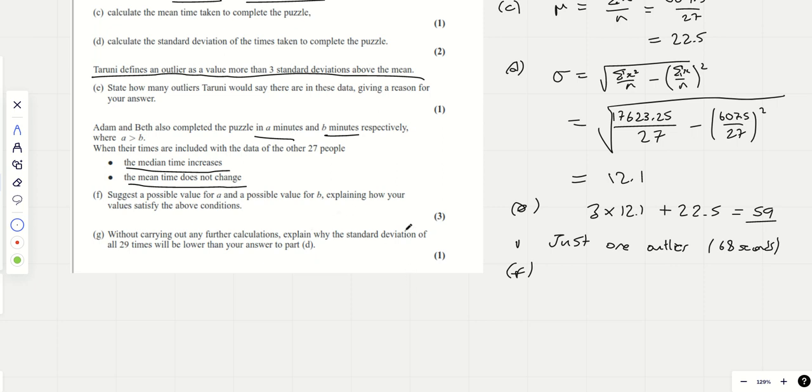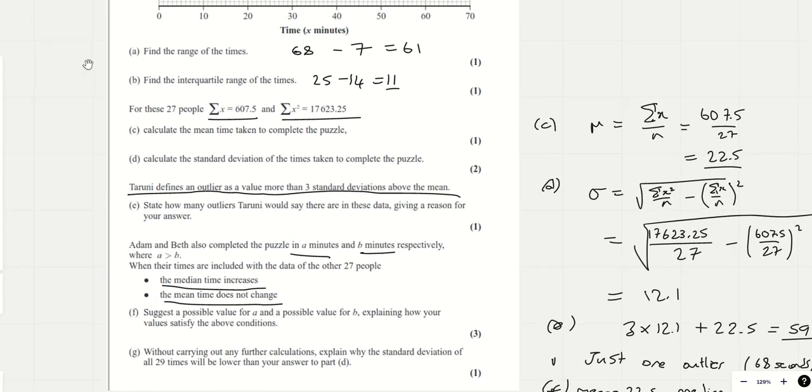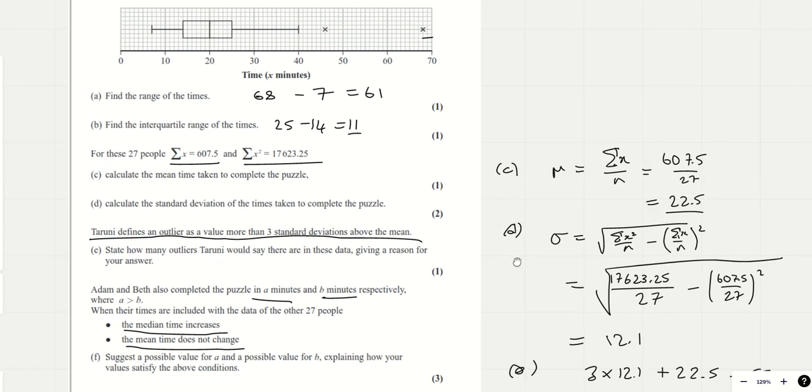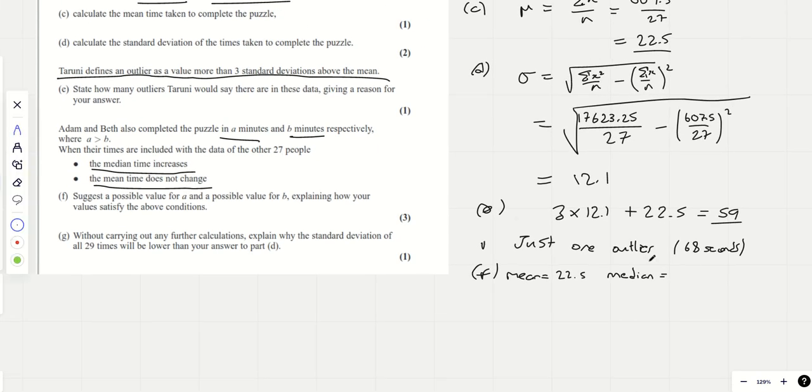Well, the mean was 22.5. And the median, let's just write this down, mean was 22.5. The median, what was that? Let's have a look. 20. So what we need is basically a value which is always above 20 so that the median increases, 2 values which are above 20, and 2 values which are either side evenly distributed around the mean.